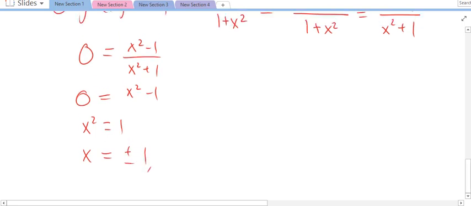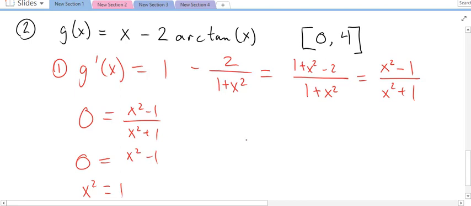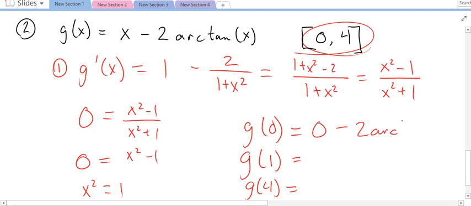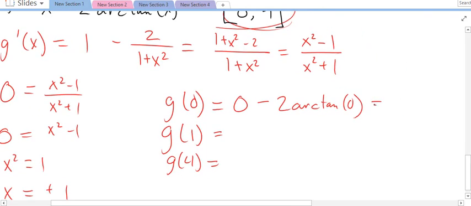So in a very similar way to what we had in the last example, we have g of 0 that we need to check. We need to check g of 1. We don't need to do the minus 1 because it doesn't fall in our interval up here, and we need to know g of 4. And I'm not using a calculator here. I won't until I need to. So when I plug 0 into my function, I get 0 minus 2 times arctan of 0, which is actually just 0. So g of 0 is equal to 0.